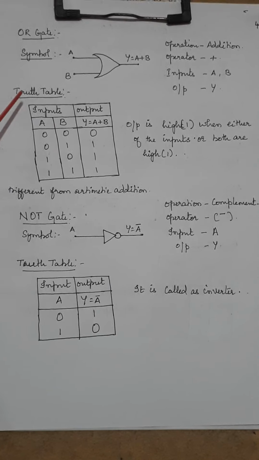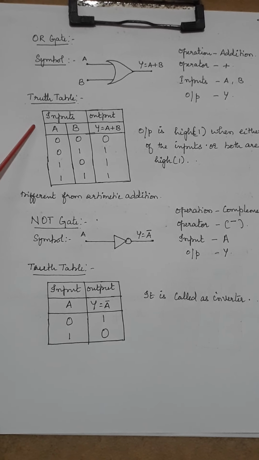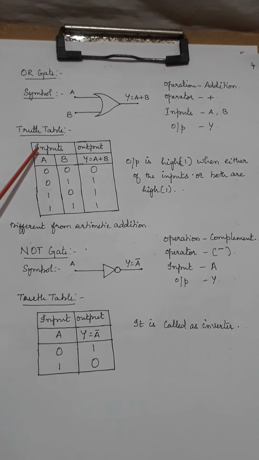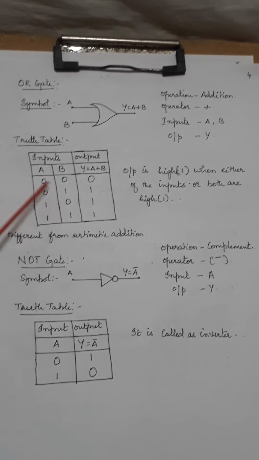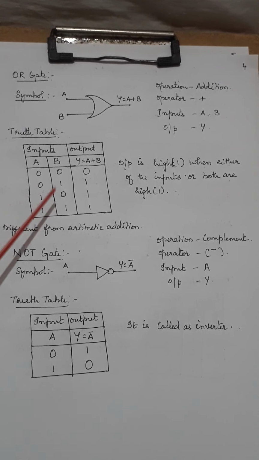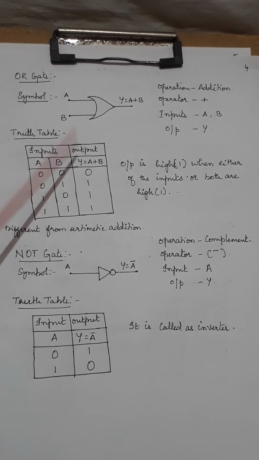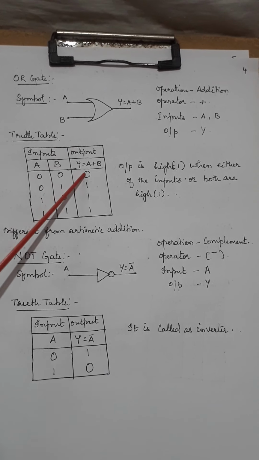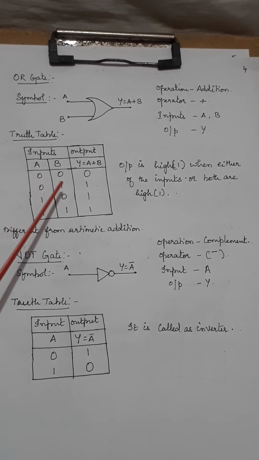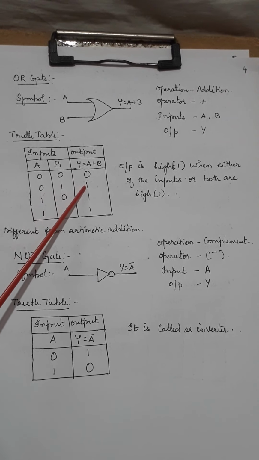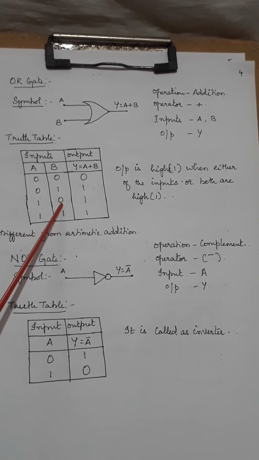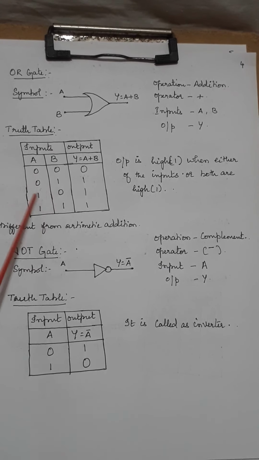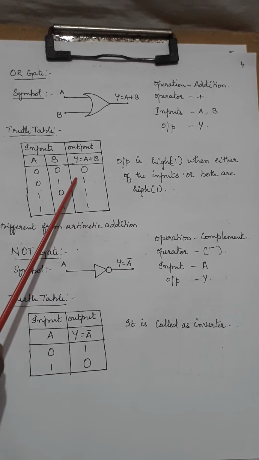So it has to be proved by a truth table. It has to be computed by a truth table, where again you have two inputs A and B: 0 0, 0 1, 1 0, 1 1. Now the output. 0 or 0 is 0. 0 or 1 is 1. 1 or 0 is 1. 1 or 1 is 1.